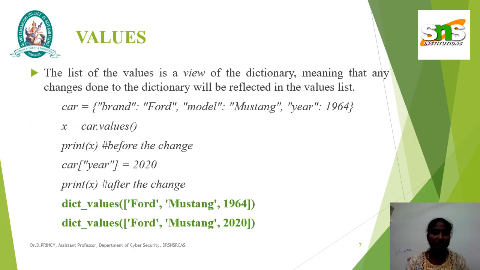After receiving the values, I'm making some changes. That is, I'm updating the year, a key which is already present. It holds the value 1964. After that, I'm changing the value of the key to 2020. Now I'm just printing the variable which has the values of the dictionary. It has changed from 1964 to 2020. I'm not calling the values method once again, but it reflects. That is why values are also treated as views of the dictionary.